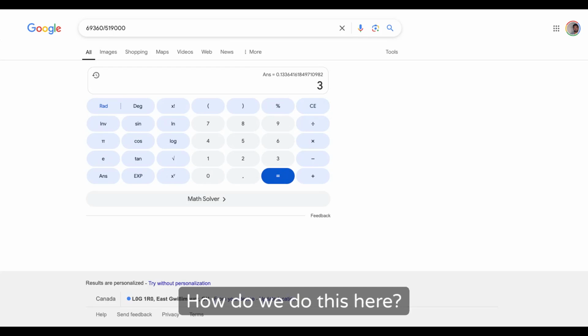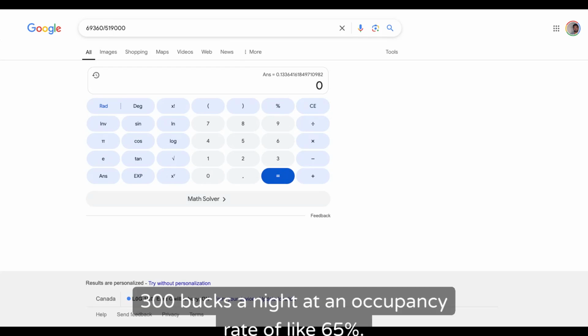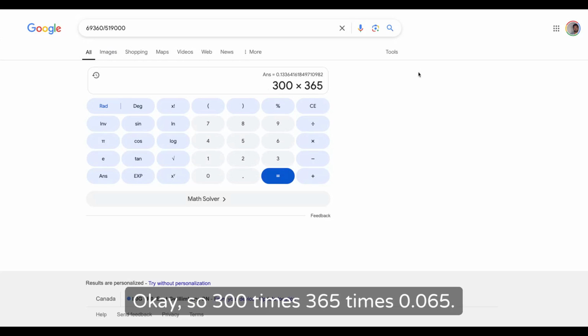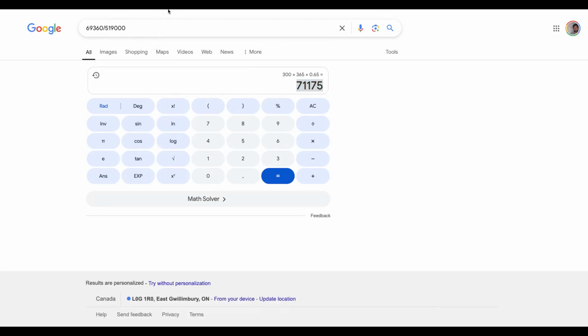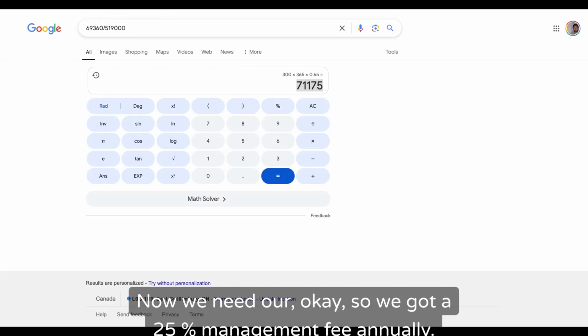How do we do this here? $300 a night at an occupancy rate of like 65%. Okay. So 300 times 365 times 0.65. So you're at 71,000 a year. Exactly. Now we've got a 25% management fee.